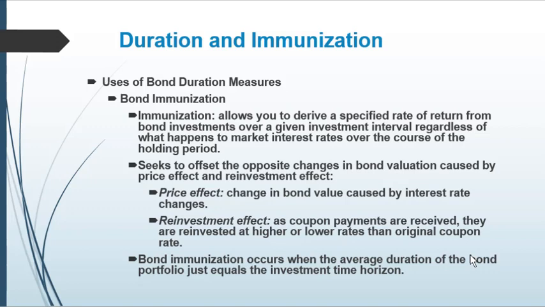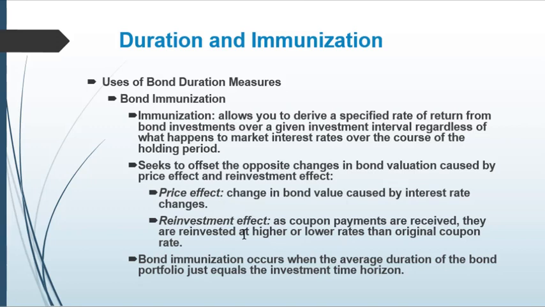How financial institutions use this is through something called bond immunization. What immunization allows us to do is control and understand price and interest rate risks in general. So we want to offset the challenges of risk. Just to review, the price effect or the price risk is the change in bond value caused by interest rate changes. So if interest rates go up, bond prices go down, that means the price effect would be negative, it would be bad.